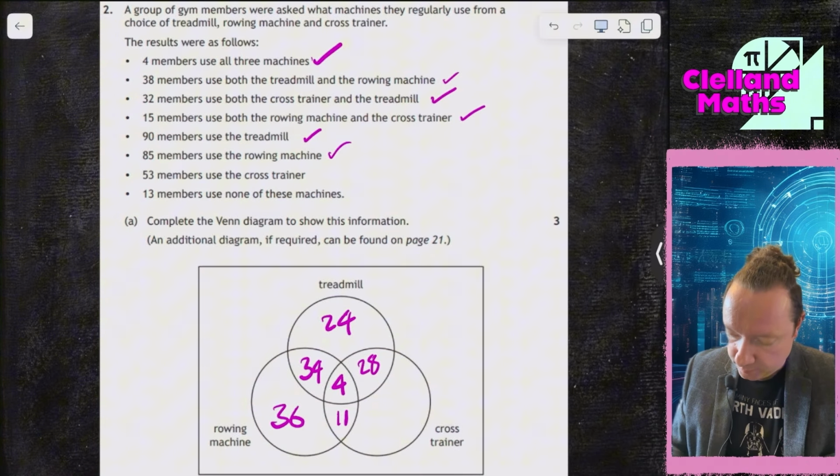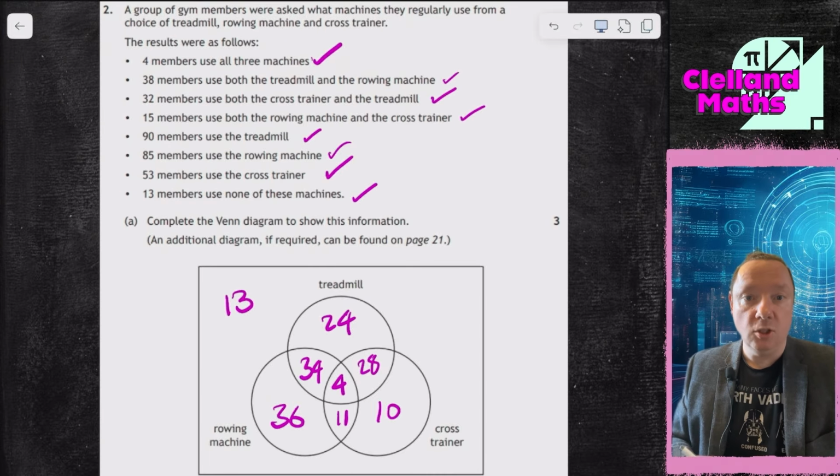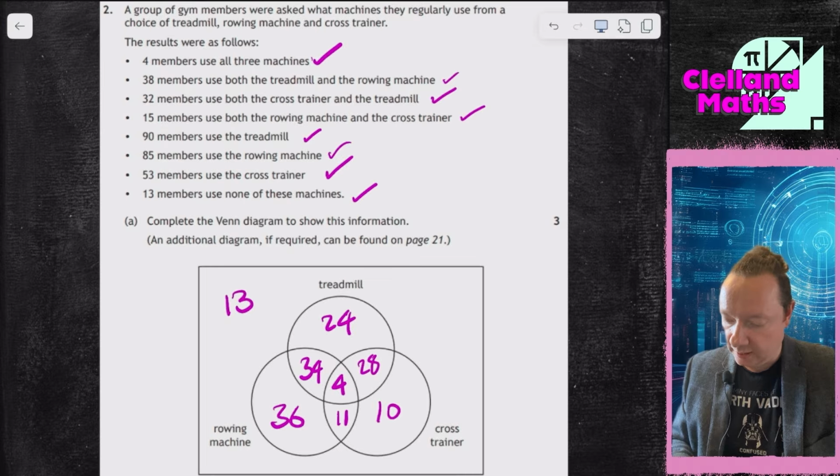A number that sometimes people forget to do is, well, none. 13 use none. We can either get that from the question, or if it gives us a total, we can take away all the numbers to get it. Complete the Venn diagram. We're done there.